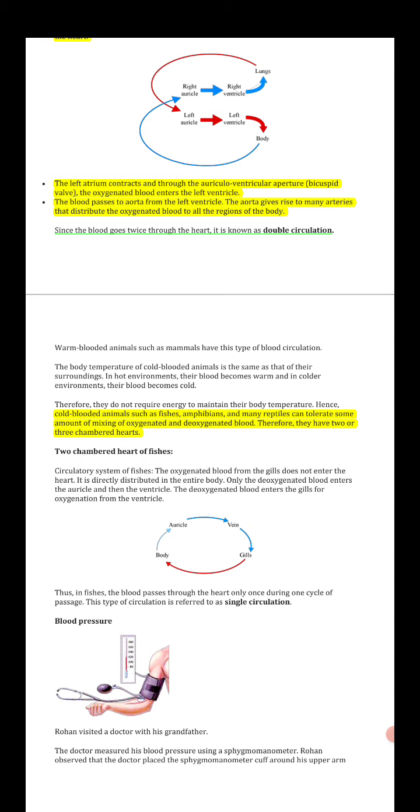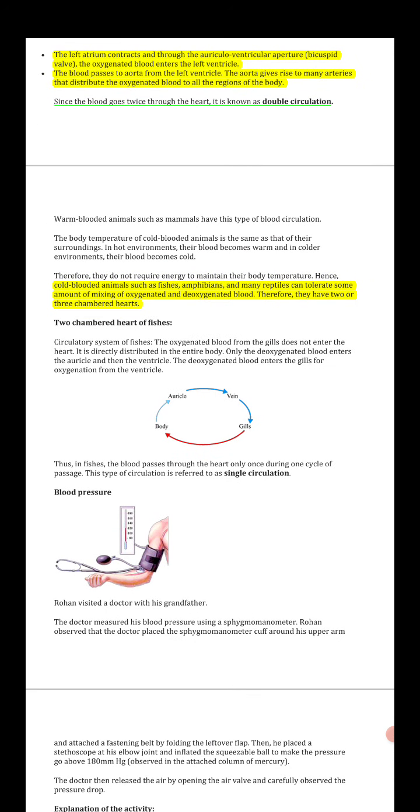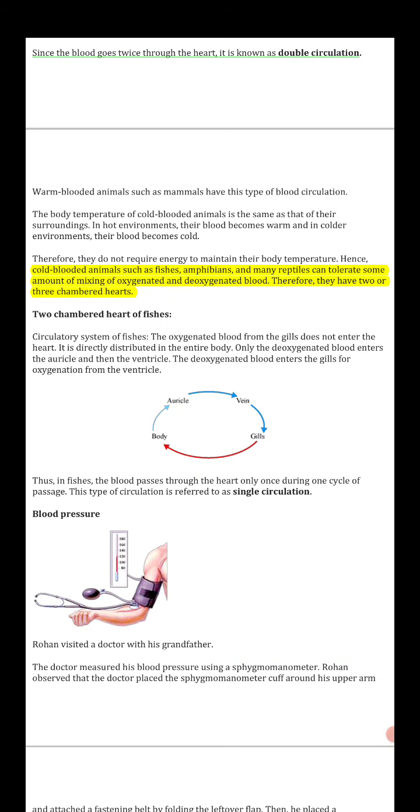Always remember, birds and mammals have a 4-chambered heart. Fish have only a 2-chambered heart. Amphibians and reptiles have a 3-chambered heart. So, the 2-chambered heart of fishes. The circulatory system of fishes is important for your exam.